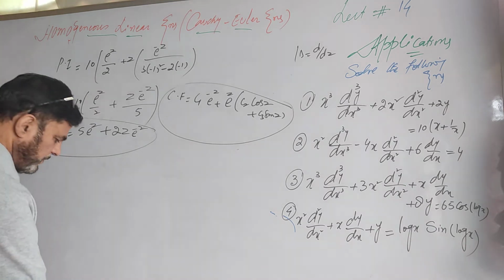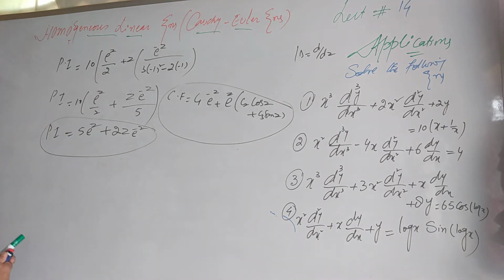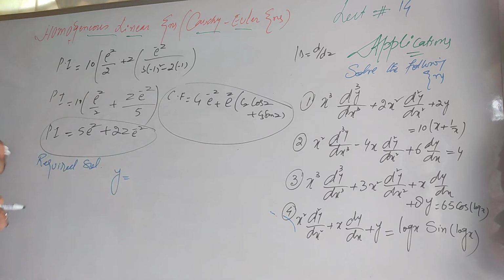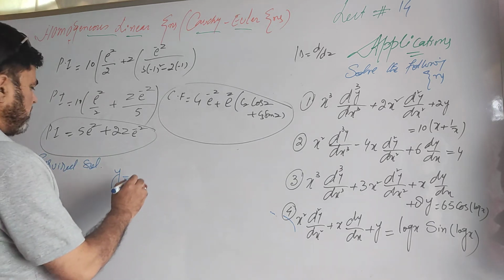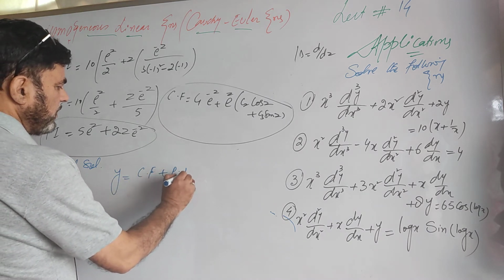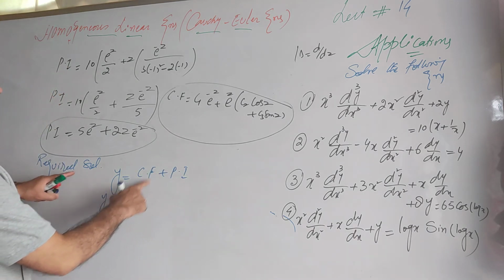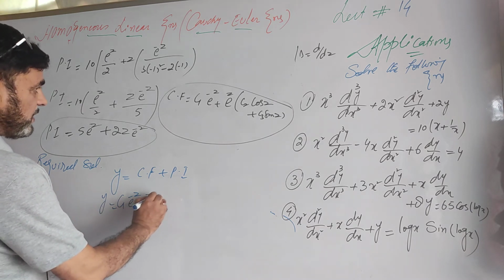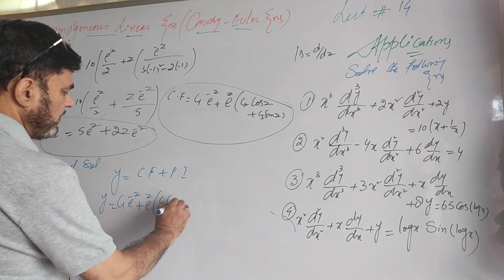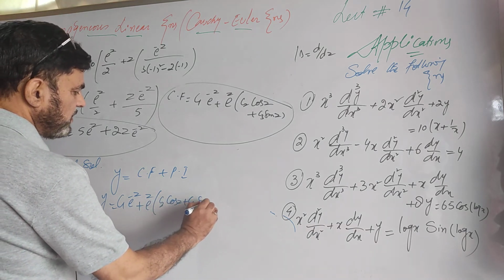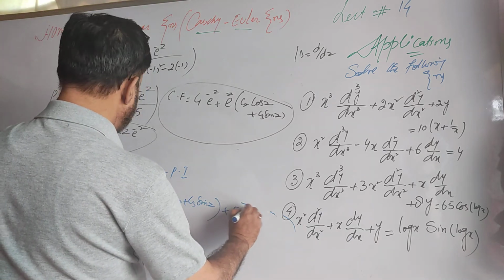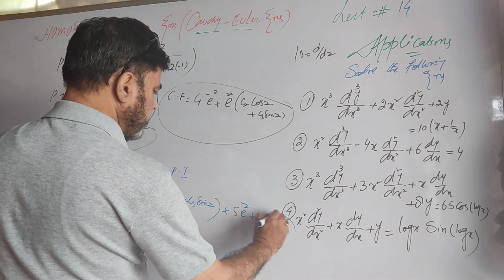Look for the solution. Well, what is now the solution? Now the required solution is y equal to complementary function plus particular integral. It is y equal to, your complementary function is c1 e raised to the power minus z plus e raised to the power z, c2 cos z plus c3 sin z, then the particular integral is plus 5 e raised to the power z plus 2z e raised to the power minus z.